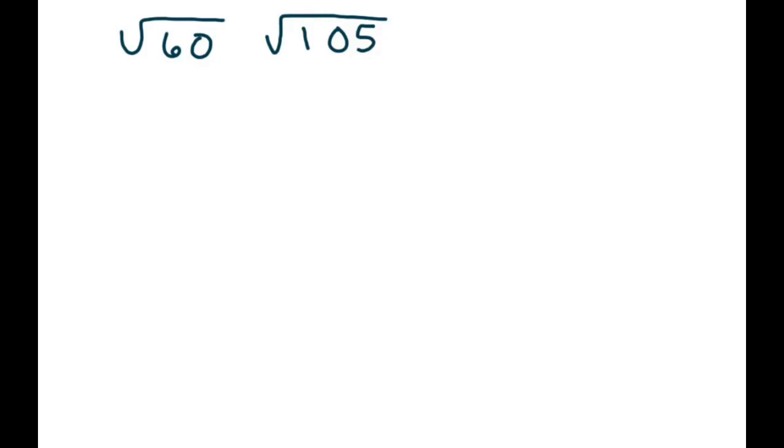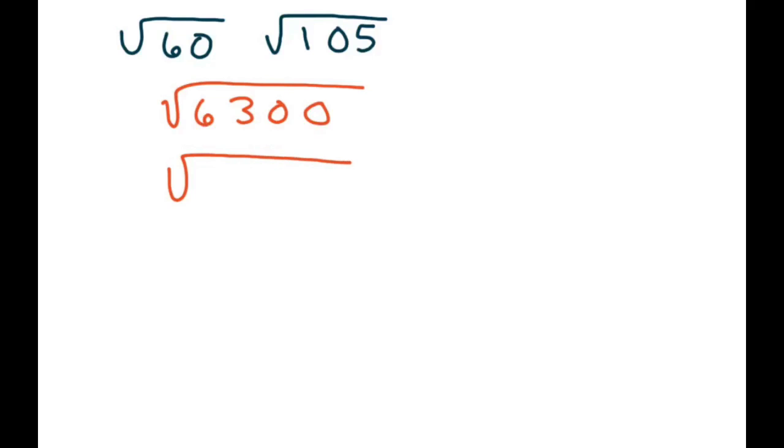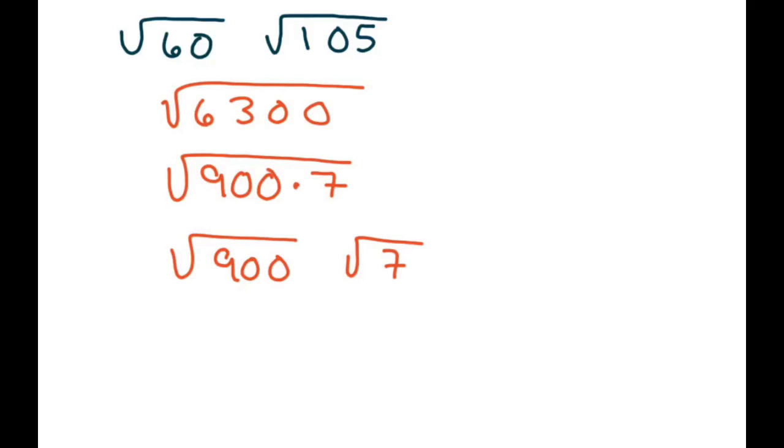And the last one we have is this. On this one, when the numbers are really big, if you don't want to get too complicated, sometimes it's easier to just multiply these two. When you multiply these two, we get the square root of 6,300. Then you can break that down as 900 times 7. So we have the square root of 900 times the square root of 7. The square root of 900 is just 30, and then we're left with the square root of 7.